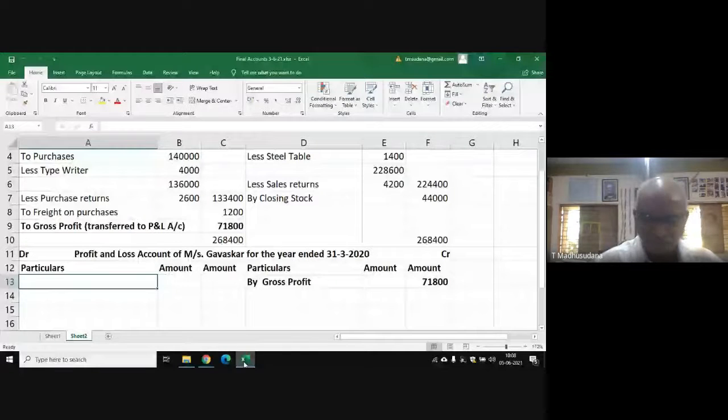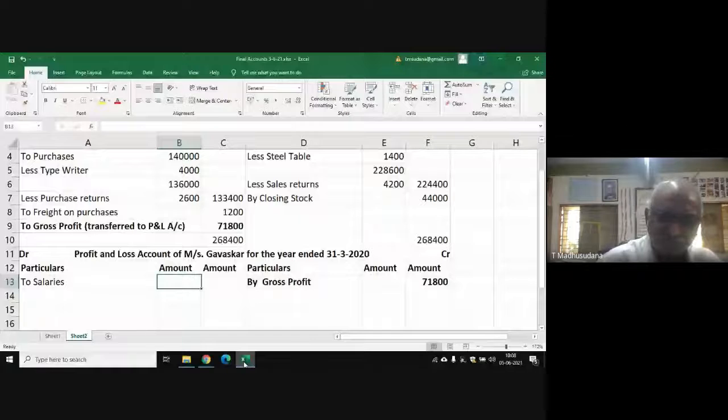and the credit side shows incomes. As far as the profit and loss account is concerned, first, to salaries on the debit side. There is an adjustment, that is outstanding salary, therefore it should be shown in the column, 1,000. What is the adjustment? That is outstanding salary for 1 month.